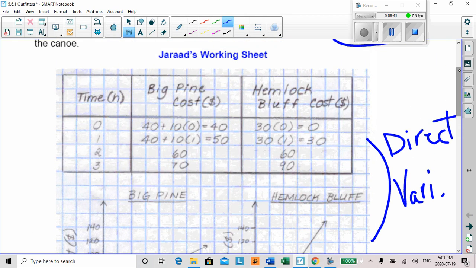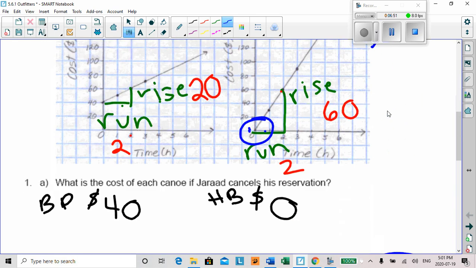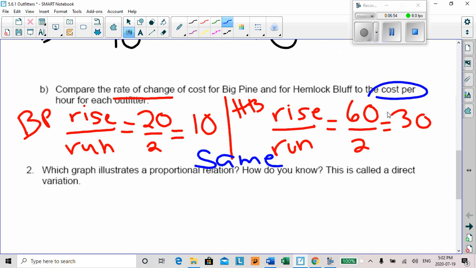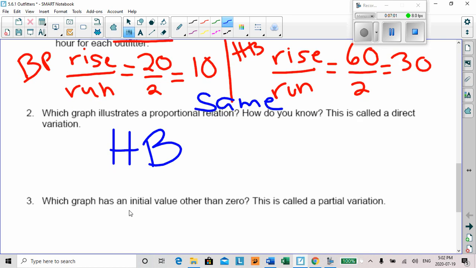You can also see here at 0, it's 0. That makes it a direct variation. It's important that you remember what is a direct variation. So the one we're going to put down here, we'll just short form that, Hemlock Bluff was a direct variation. Which graph has an initial value other than 0? Initial value means the value at the start. When your independent variable is 0.